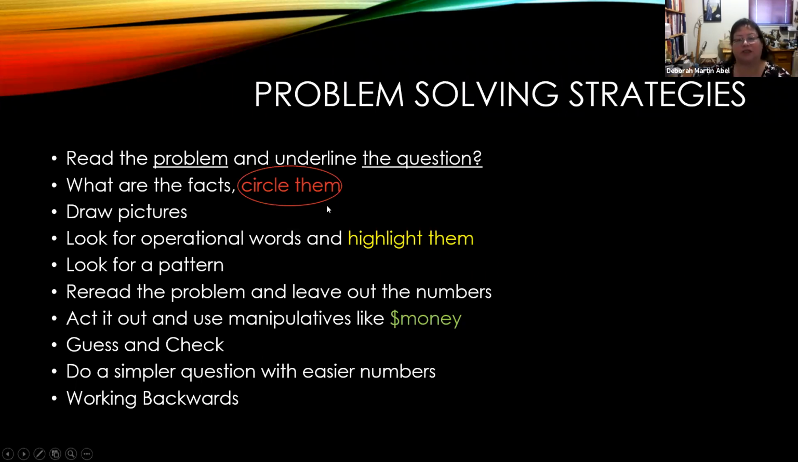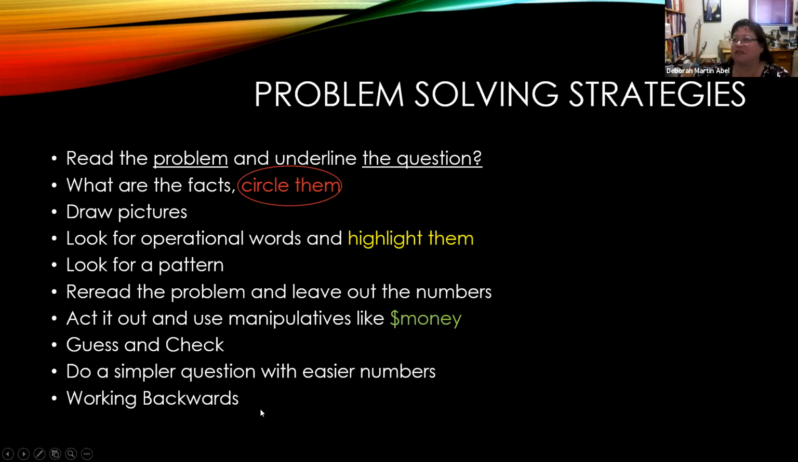And then this here, the problem solving strategies, is what the students and I came up with for how to solve problems. Read the problem and underline the question. What are the facts? Circle those. Draw pictures, especially if you're a visual learner. Look at the operational words and highlight them. Look for a pattern. Reread the problem and leave out the numbers. Act it out, especially with money. Sometimes they'll have a problem, and if you use money, it'll help, just like that one girl using the money to help her with that other problem. Guess and check. Do a simpler question with easier numbers, or work backwards.